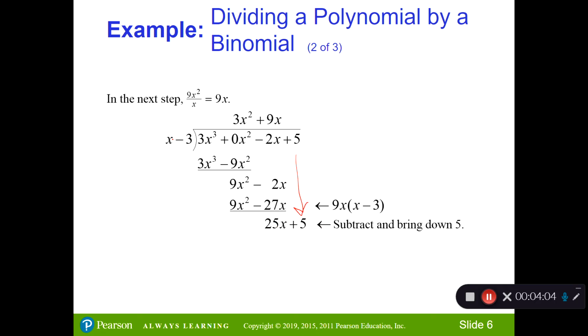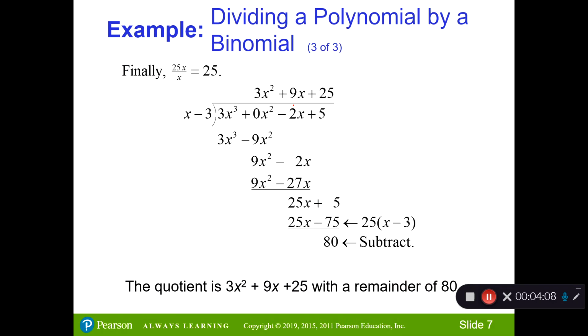What do I have to multiply x by to make it look like 25x? And the answer is going to be a plus 25. So I put the 25 here. 25 times x is 25x. 25 times negative 3 is negative 75. 25x minus 25x is 0. 5 minus negative 75 is 5 plus 75, so 80. So my quotient is here, and the remainder is here, because there's nothing I can multiply x by to make it look like 80.